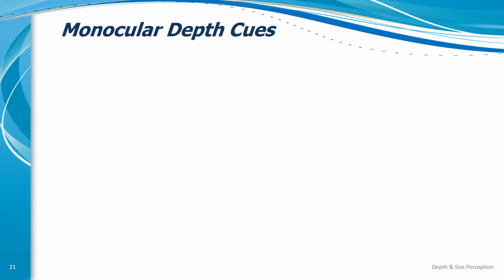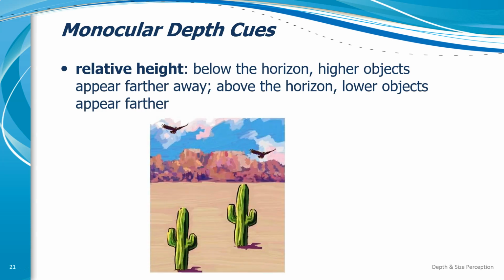Okay, back to more depth cues. Next one is called relative height. Now it has to do with the horizon, so I'm going to talk about it with respect to that, starting below the horizon. If we're just looking at objects that are below the horizon, in this picture I've got a couple of cacti, and it's pretty clear which one is closer to us. It's the one on the left, because it is farther from the horizon. It is lower down. The one on the right is a bit higher in the two-dimensional picture. It is closer to the horizon.